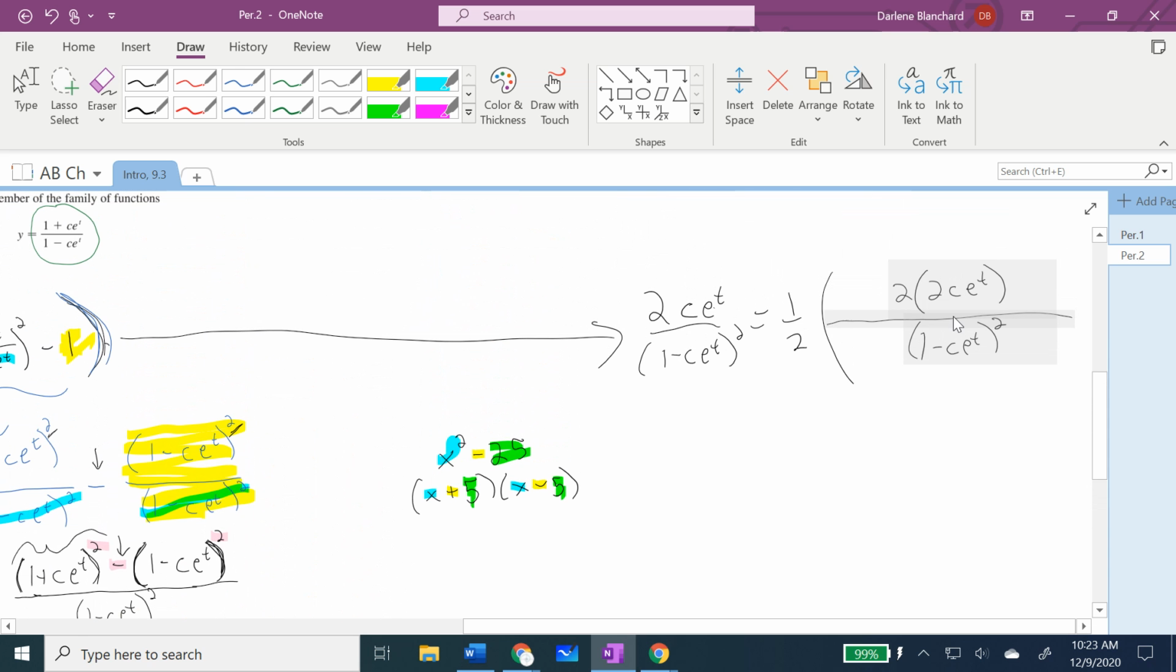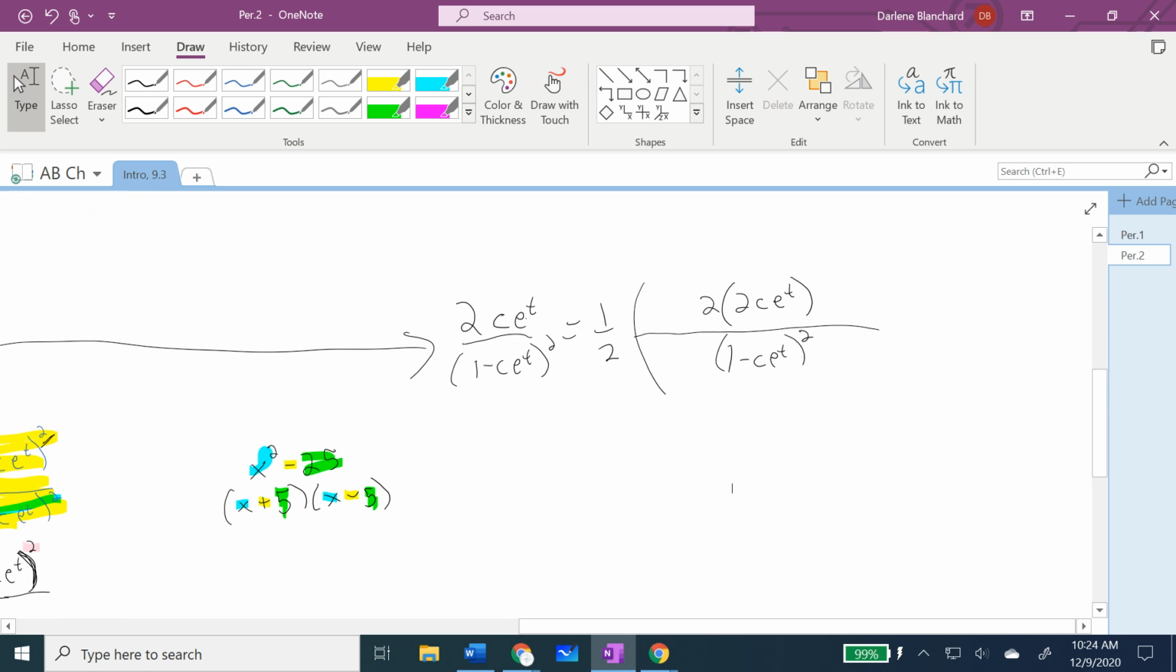Oh my goodness. Sometimes it is less writing when you are on a computer. That just made me happy because you usually have to sit there and rewrite that whole darn thing.